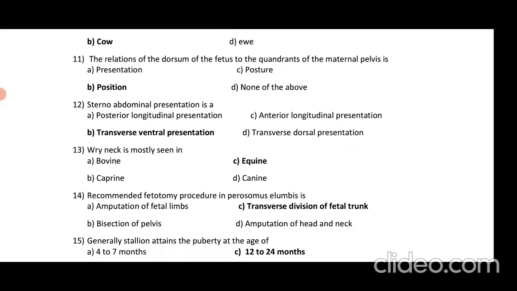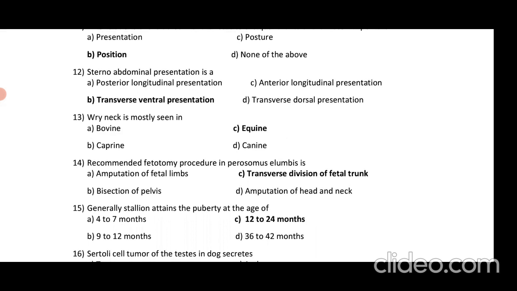Perosomus elumbis is a congenital condition in which the spinal cord fails to develop at the abdominal region and the hind limb region. Hind limb region and the abdominal region have an underdeveloped spinal cord. So in this condition, the animal is recommended to be fetotomized by transverse division of the fetal trunk. Generally, stallion attains puberty at the age of 1 to 2 years, or 12 to 24 months.